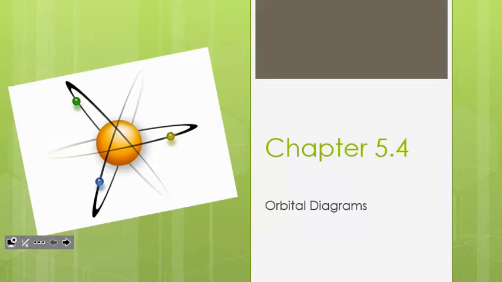We're going to continue our discussion for Chapter 5. This is our last section. We're going to talk about orbital diagrams. And we'll also talk about valence electrons and dot structures as well.